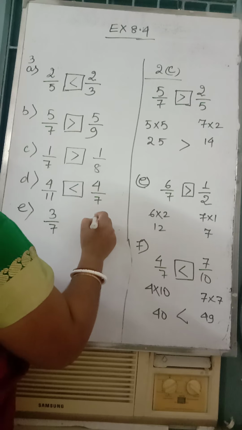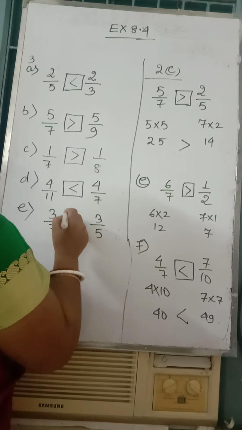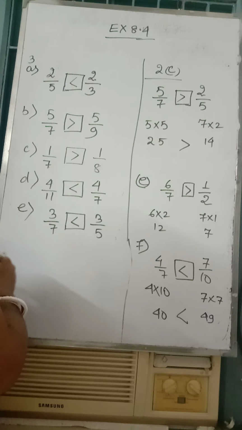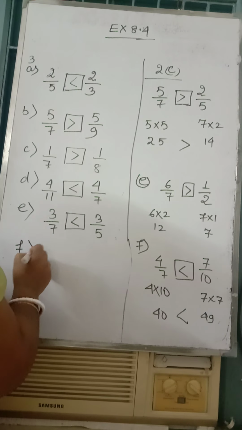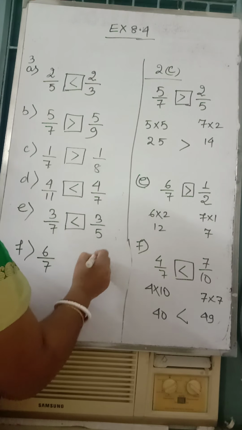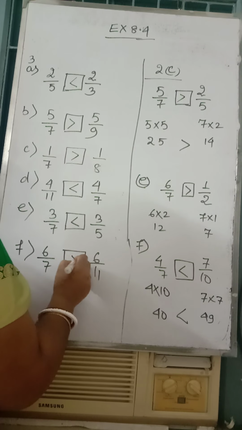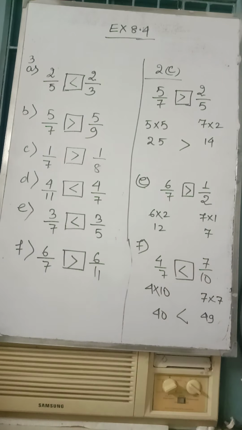3 by 7, 3 by 5. So the numerator is the same, 5 is less than 7, so 3 by 5 would be bigger. 6 by 7, 6 by 11. Again, the numerators are the same, so the lesser denominator will be the bigger fraction. Is it? So 6 by 7 would be greater than 6 by 11. It was questions number 1, 2 and 3 from exercise 8.4.